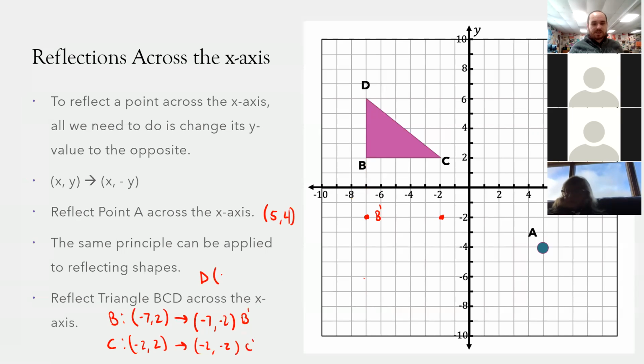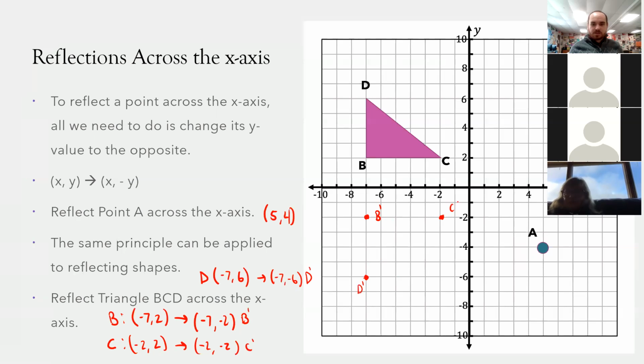So if we look, the point is at negative 7 comma 6. We just want to change the y to its opposite. So it goes to negative 7 comma negative 6. And this is D prime. So negative 7, negative 6 is right here.